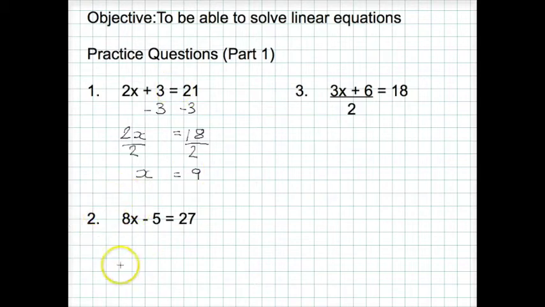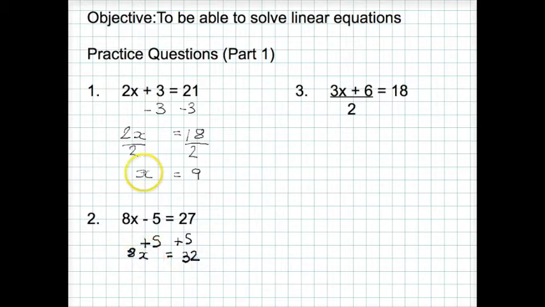Question 2. Okay, same type of question, although we've got a negative number here. So to get the negative number back to 0, we have to add 5 to both sides. So if we add 5 to there and add 5 to there, we're now left with 8x, but the 5 now has disappeared, so 8x equals 27 add 5 gives me 32.